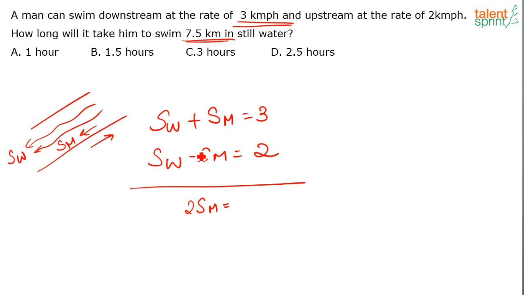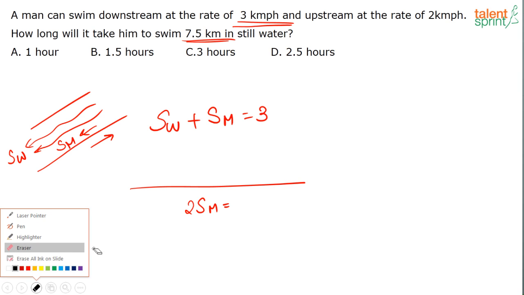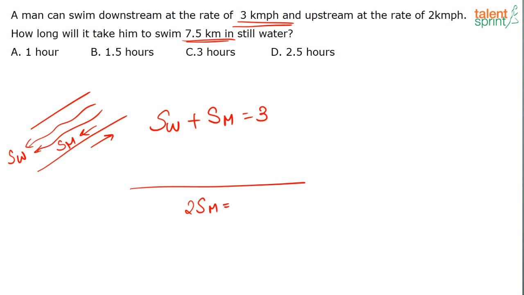Okay, sorry, I made a small mistake here. It is actually SM minus SW. Sorry, let me rewrite it. I wrote this equation in reverse. Because the speed of the man has to definitely be more than the speed of the water current, correct? Then only he can swim across. So this is SM minus SW, that is equal to 2. Is it correct now? Yeah.